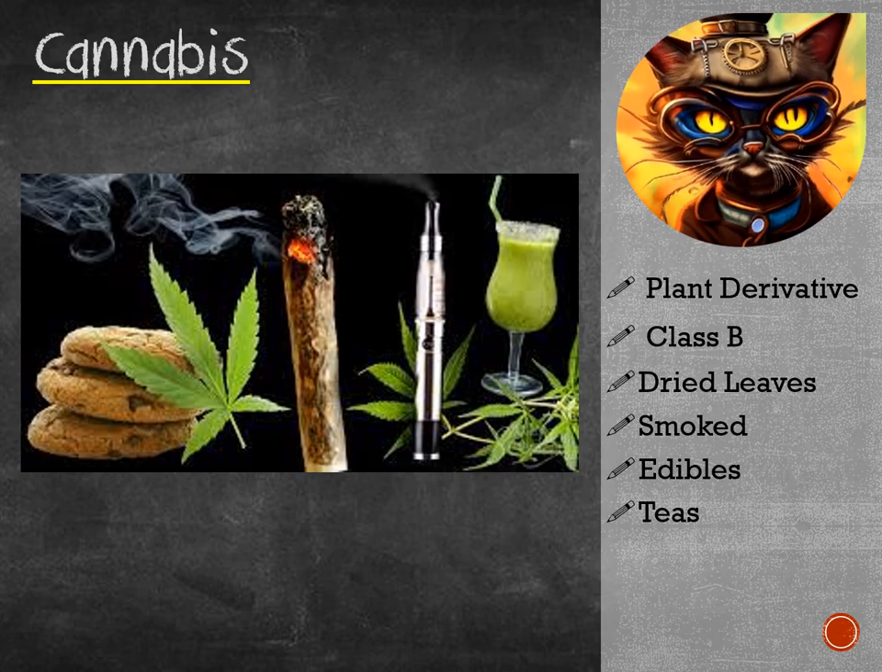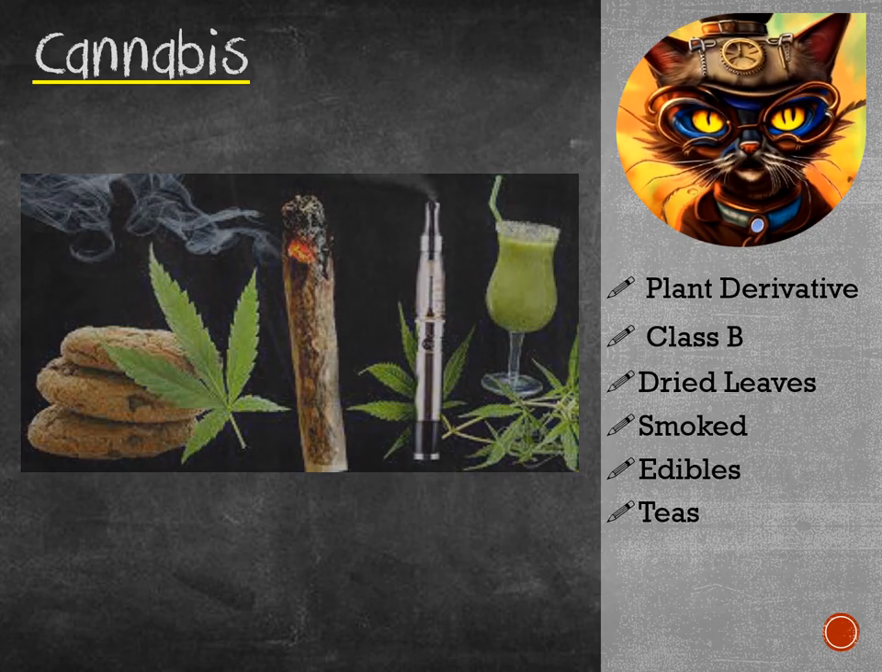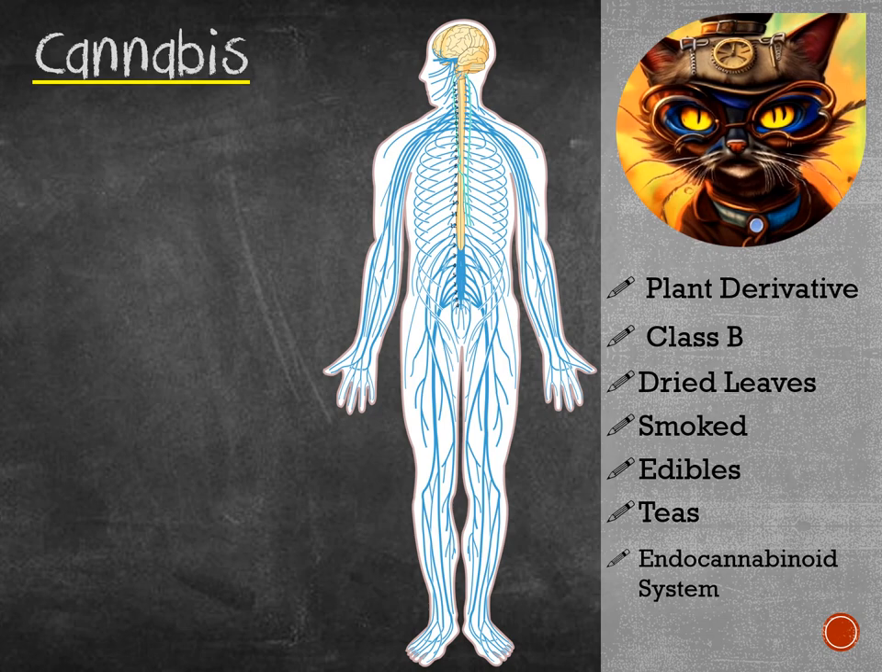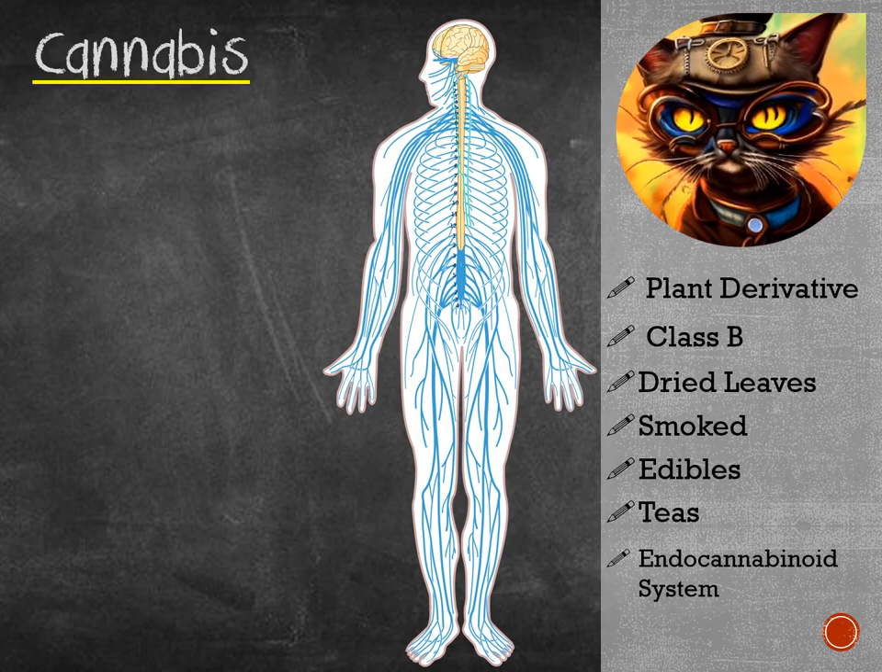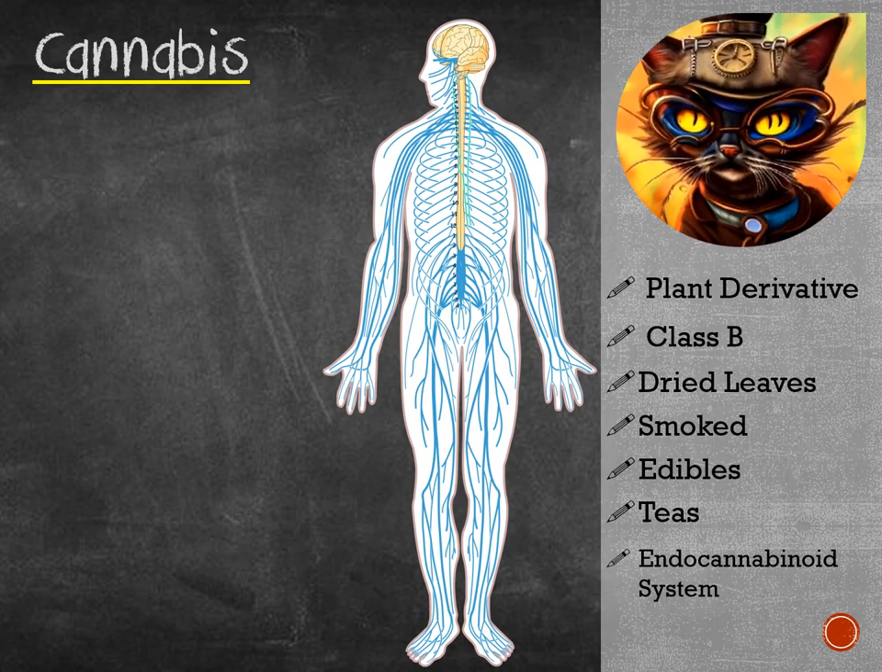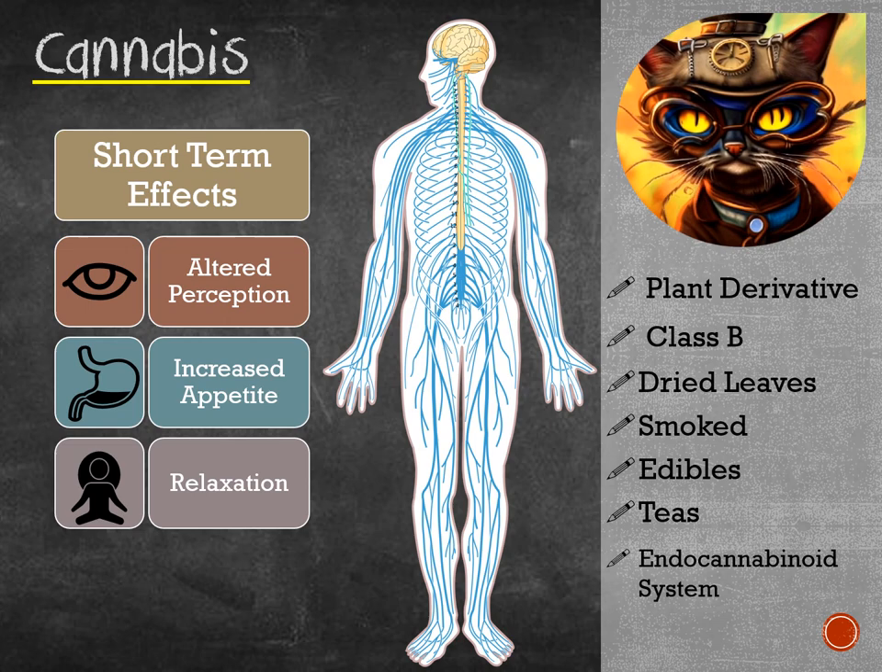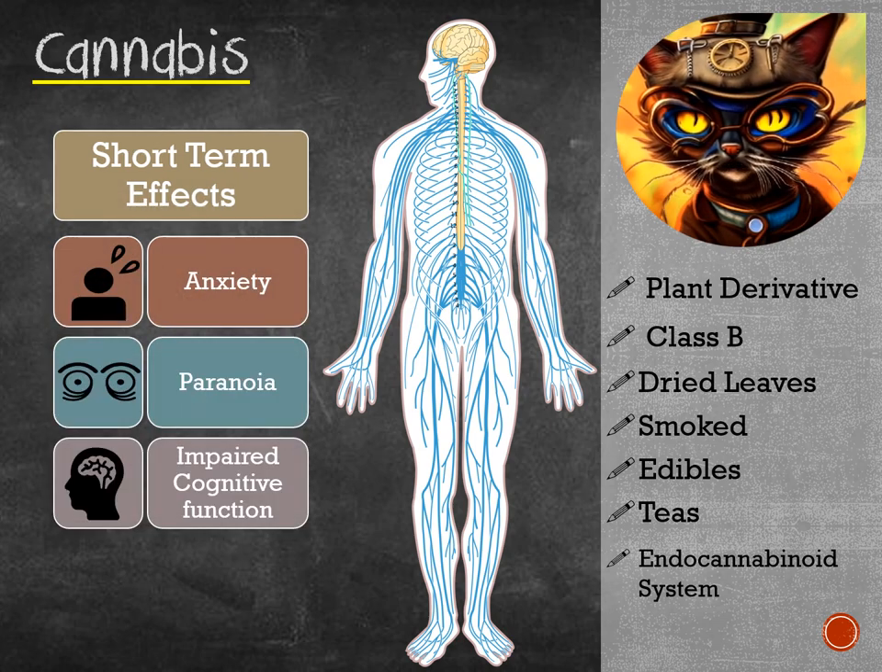When consumed, cannabis interacts with the endocannabinoid system in our bodies. This complex cell signaling system found throughout the body regulates many vital processes, including sleep, pain, mood, and appetite. For some people, short-term effects can include altered perception, increased appetite, and relaxation. Others may encounter more adverse effects like anxiety, paranoia, or impaired cognitive functions.